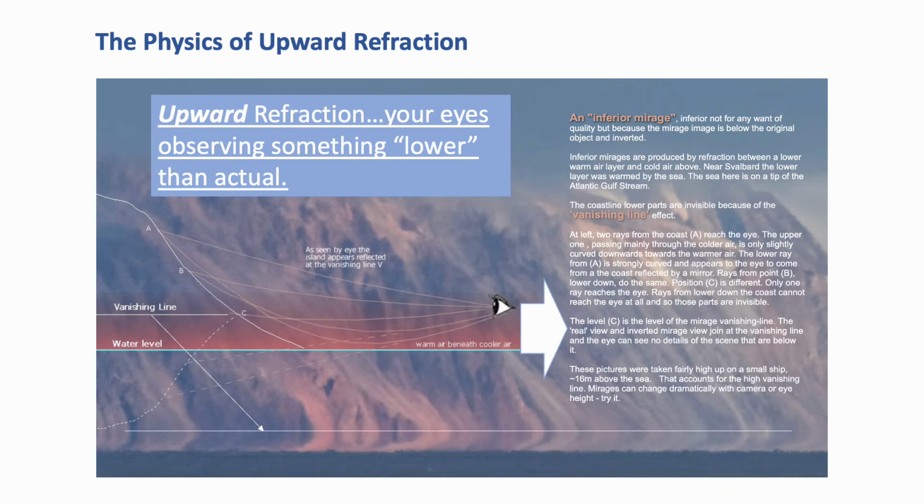Here's another diagram depicting upward refraction. In this case, it discusses a vanishing line effect where some of the objects in the background get obscured by the mirage.